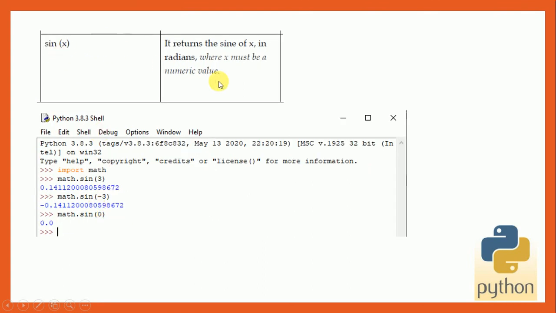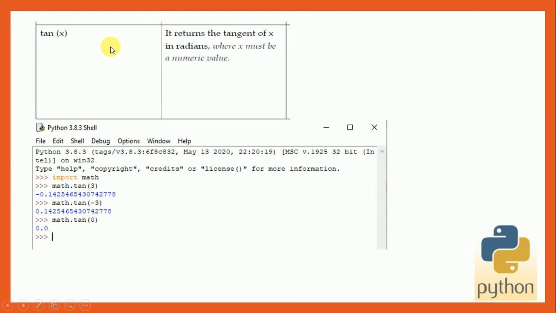Sine of x means it returns the sine value of x in radians. So we are checking some examples. We are finding the answer of sine 3, sine minus 3, sine 0. You can also check it using your scientific calculator, whether both answers are the same or not. Next one is tan of x. It will return the tangent of x in radians. Here also we are checking tan of 3, tan of minus 3 and tan of 0.